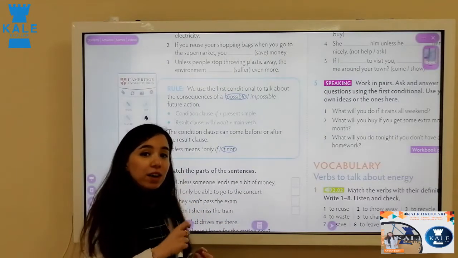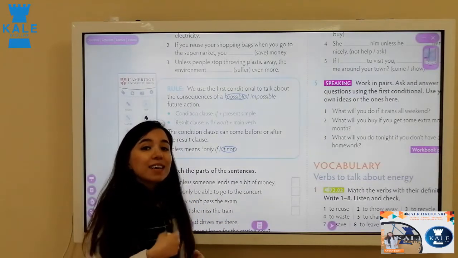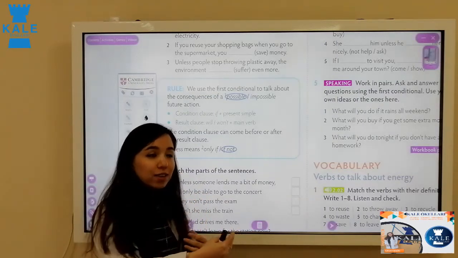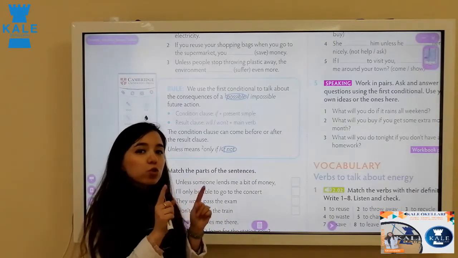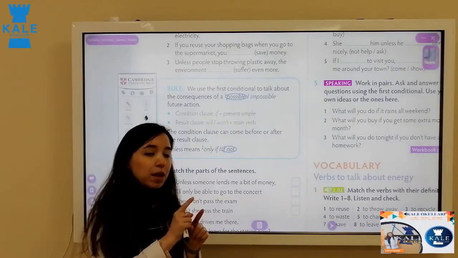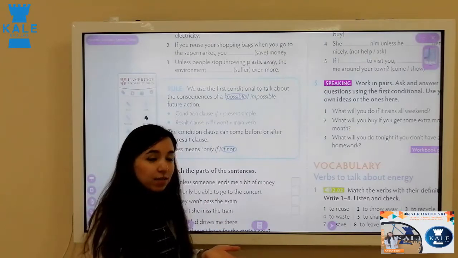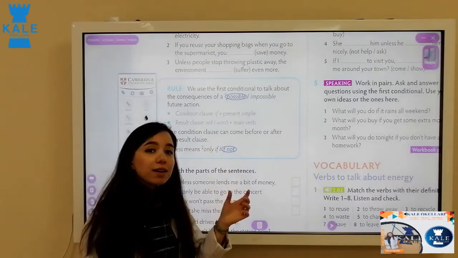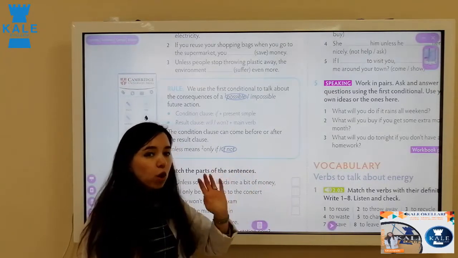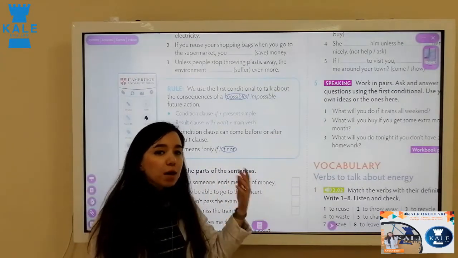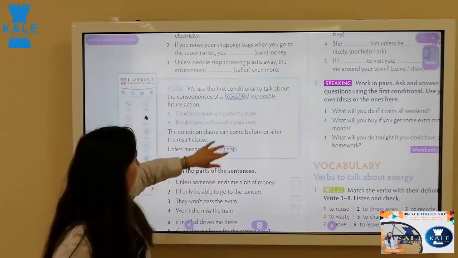But when if not comes into your sentences, it can become unless. For example, unless I do this, or if I don't do this. These two sentences are the same. So unless means if not. Yes, it makes your sentence negative. So you cannot write unless I don't do this. No, unless I do. It means that after unless, we just write a positive sentence.